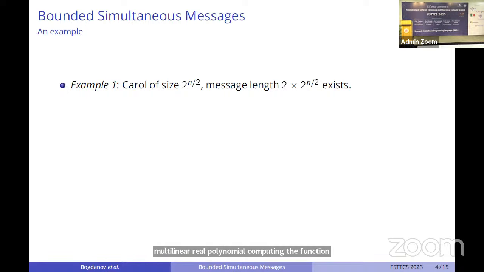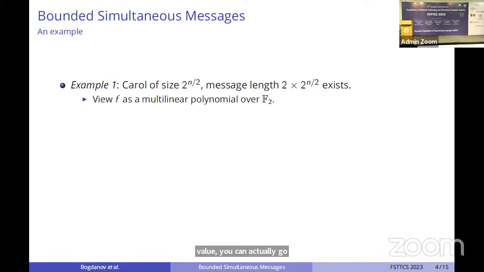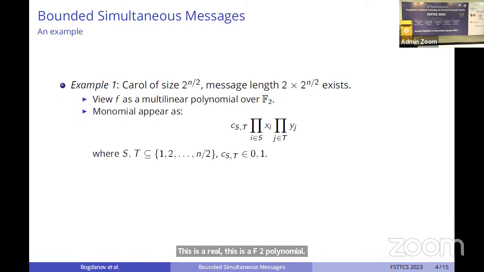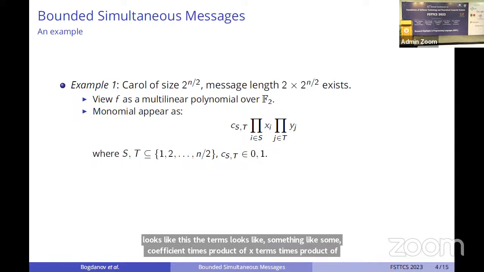If you carefully follow the argument, you will see that the coefficients are not necessarily real. They're actually integer values. Since they compute a Boolean value, you can go modulo 2 on both sides. So you can say that any Boolean function can be computed by a polynomial where the coefficients are 0 and 1. Instead of real addition, you just do addition modulo 2. So this is an F2 polynomial, and it looks like this. The terms look like some coefficient times a product of x terms times a product of y terms. And these coefficients will be 0 or 1.